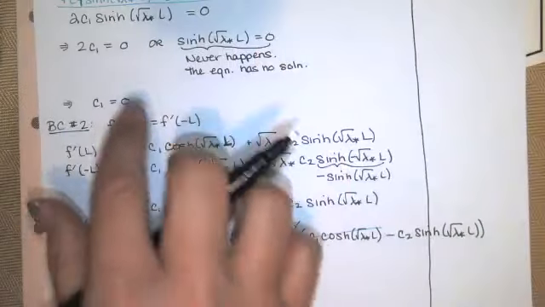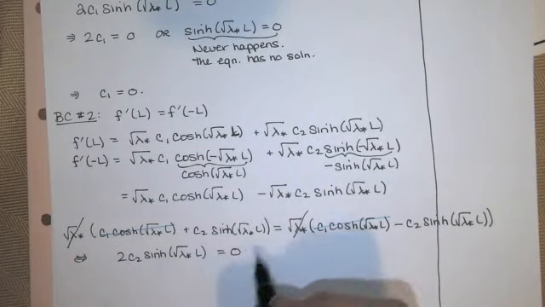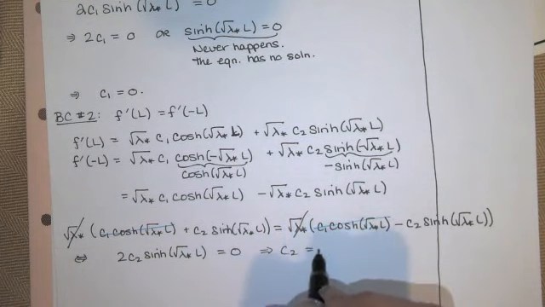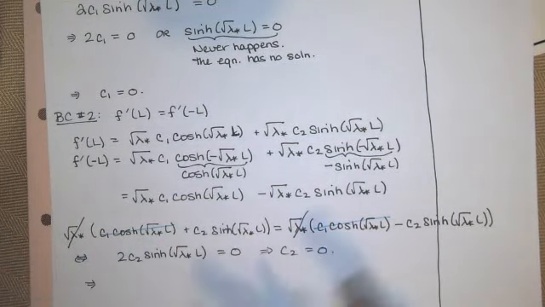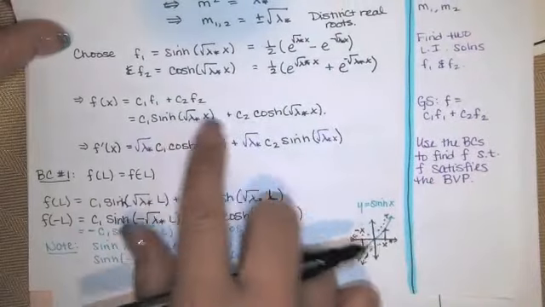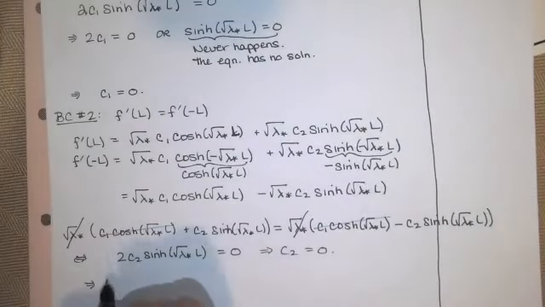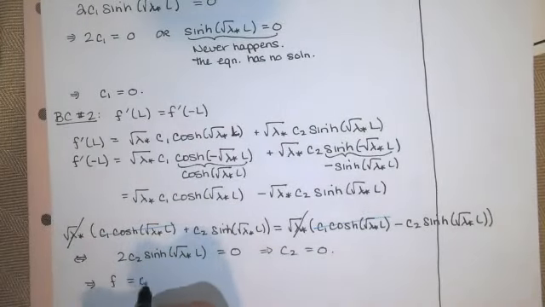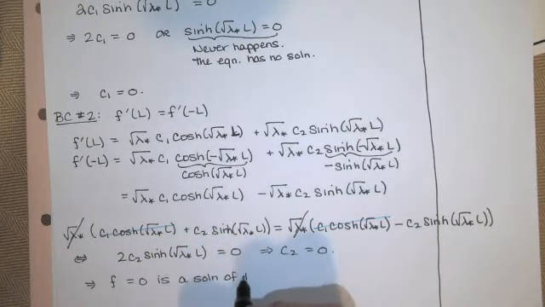The only way this product is 0 is if one of these is 0, and the hyperbolic sine of a positive number is always positive. So that means that C2 must be 0. So C1 is 0 and C2 is 0. That means our f, the solution to our differential equation, is 0 times this function plus 0 times that function. So f equals 0 is a solution of the boundary value problem.